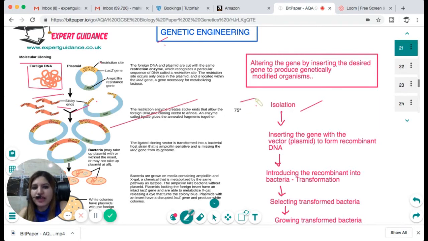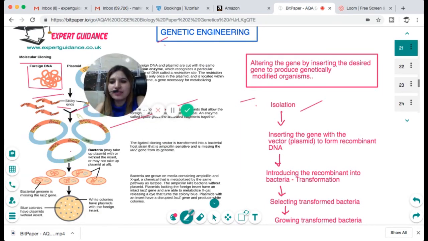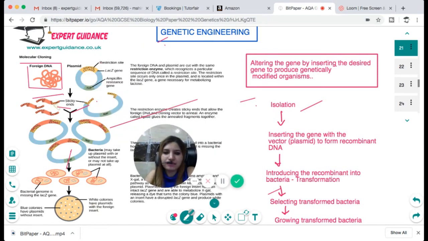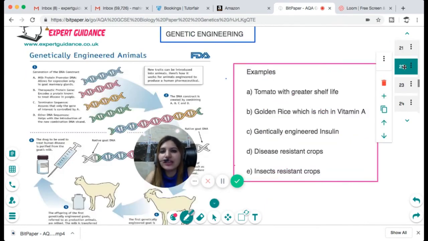So first we isolate the gene, then we cut the vector and the gene, and then we join the 2 to make the recombinant DNA. Then we insert this recombinant DNA into the bacteria, and that is known as transformation. And then we select the bacteria that has now been transformed with our foreign DNA. We select it and make multiple copies of that particular bacteria. In this way, the bacteria will express the gene that we require.